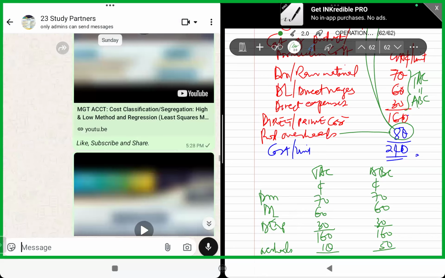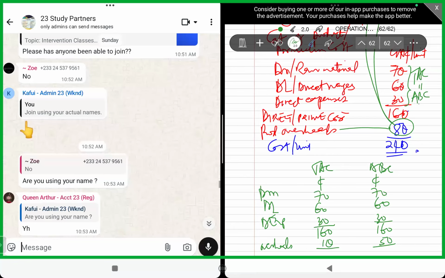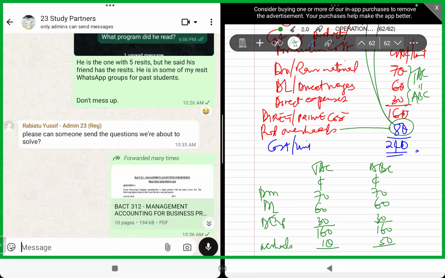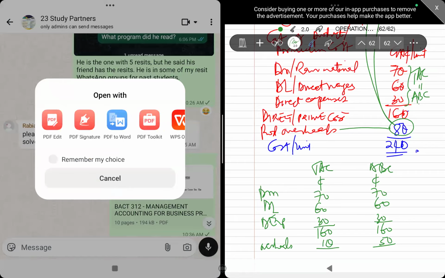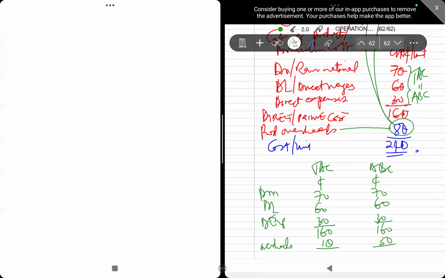Do you get it? Yes, but please, can you repeat the difference between the overhead and absorption costing? The difference between the traditional absorption costing and activity-based. Traditional absorption costing is the TAC.